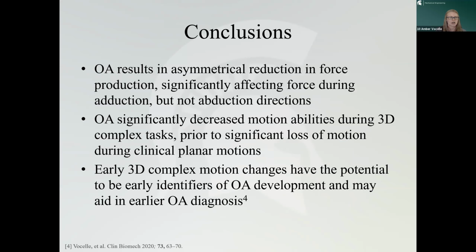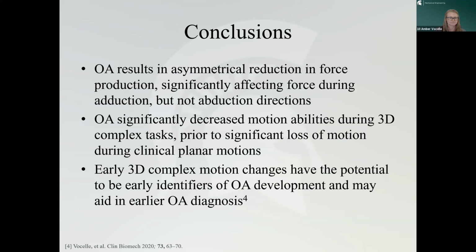In conclusion, osteoarthritis results in an asymmetrical reduction in force production, significantly affecting force during adduction, but not abduction directions. Osteoarthritis significantly decreased motion abilities during those 3D complex motion tasks prior to a significant loss of range of motion during the clinical palmar ranges or motions. So that is the radial and palmar abduction, adduction ranges of motion. So early 3D complex motion changes may have the potential to act as early identifiers of OA development and may aid in earlier diagnosis.